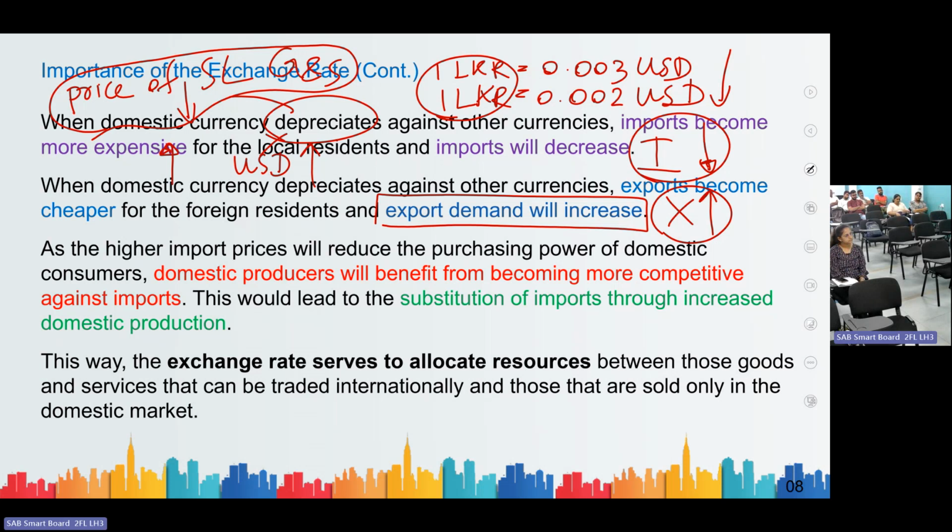Even though those domestically produced goods and services are not targeted to international markets, because of the reduction in the price of locally produced goods and services, and also because of the rising price of US products, domestic residents will move from imported goods and services to domestically produced goods and services. That means higher import prices will reduce the purchasing power of domestic customers.